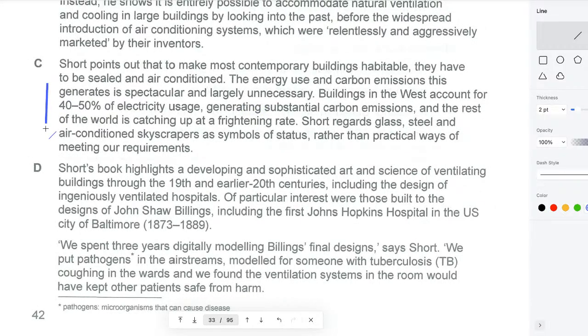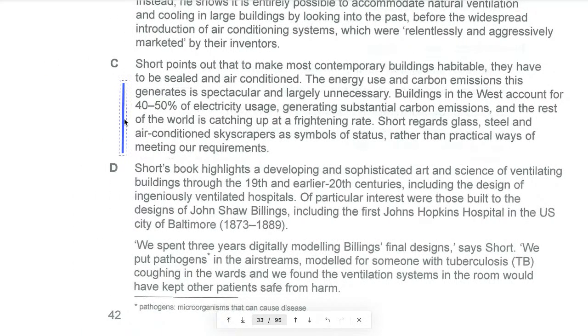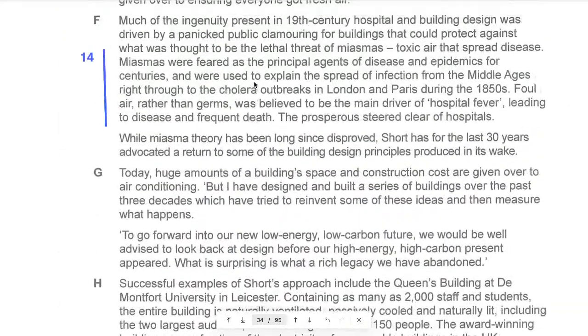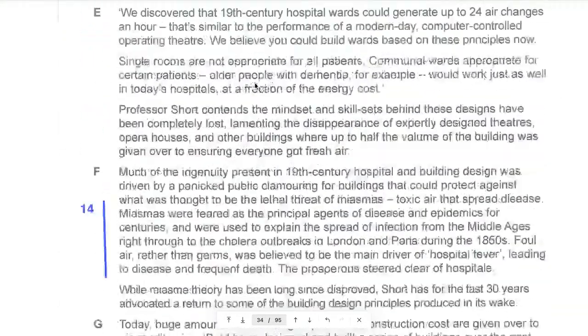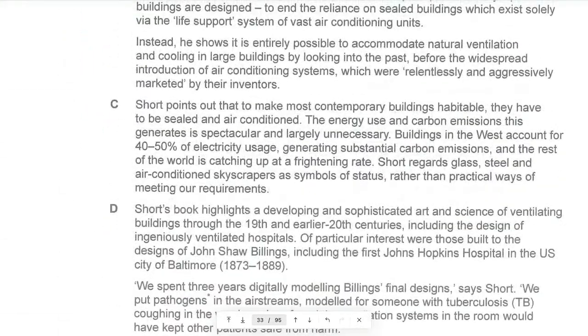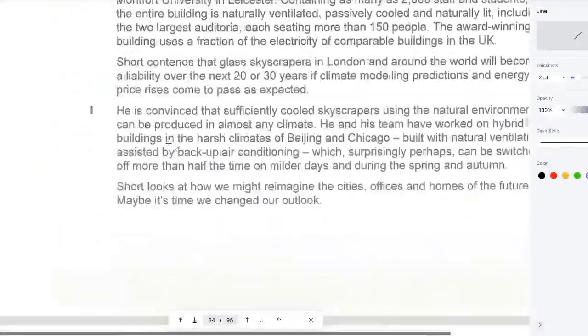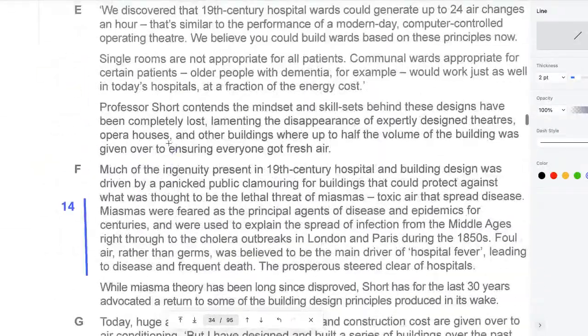So that's the meaning of this part. It's really good. So you can mark that one and you can write number 15.